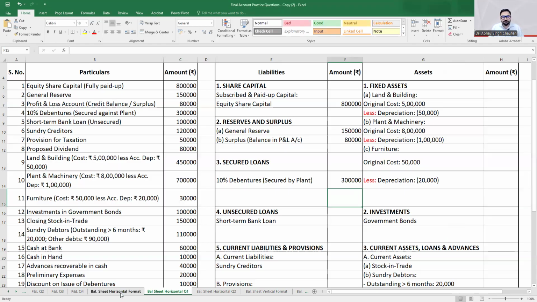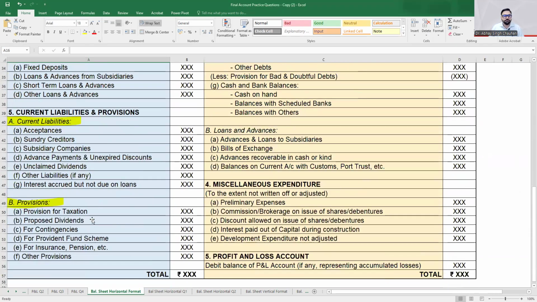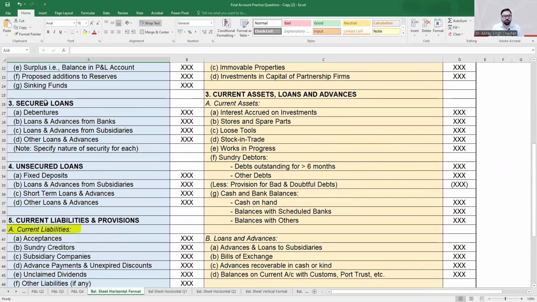If you remember, let me go through the balance sheet format again. We have the categories of secured loans and unsecured loans. You have seen over here that in secured loans, we have the debentures, which are backed up by a plant, right, which are secured by a plant, and thereby we have shown debentures under the category of secured loans.